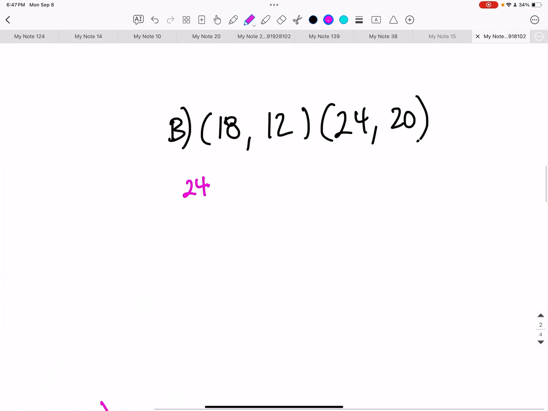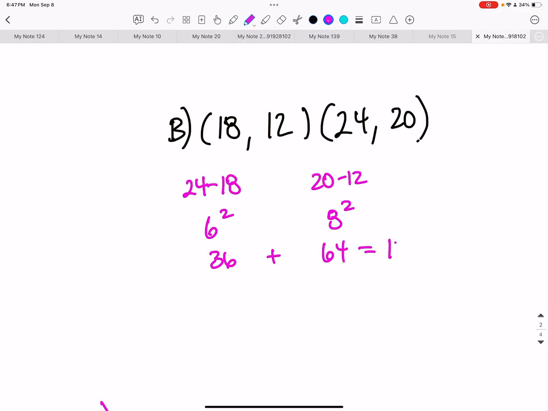Let's see, the 24 and the 18, those are 6 apart. The 20 and the 12 are 8 apart. If I square them, I get 36 and 64. I add them together, I get 100. I take the square root of that. These are 10 apart.